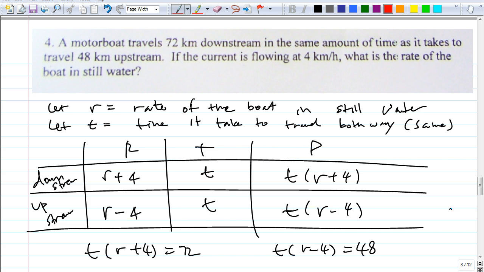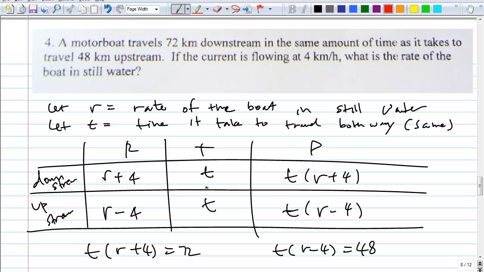How many people agree that these are the two equations? How many people understand? How many people are not so sure? Please ask me if you don't get this equation. Does this make sense? Because we're traveling the same amount of time, the distance is different because you're going up against the stream and coming down. Okay? So now this one looks a little bit different than before. Should we divide both sides by t first?